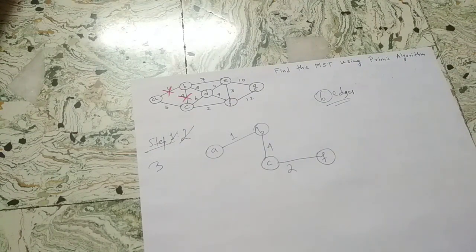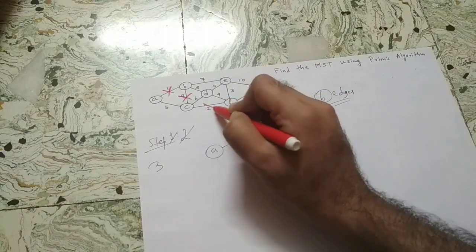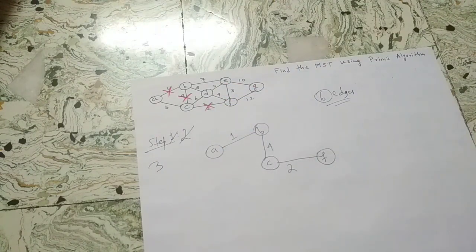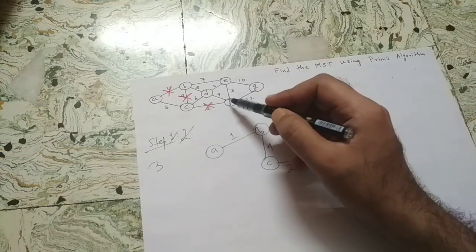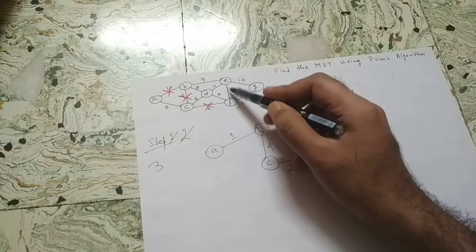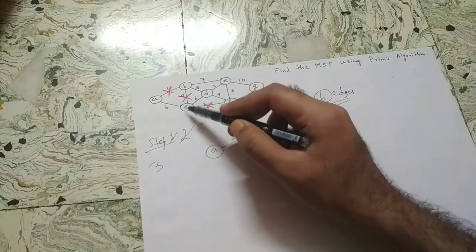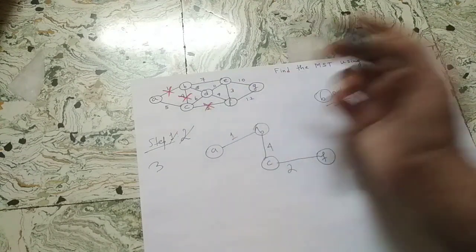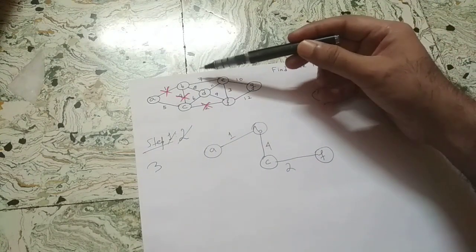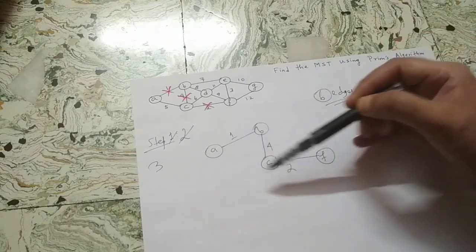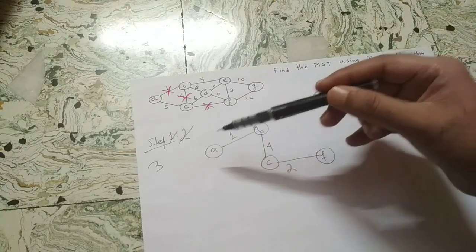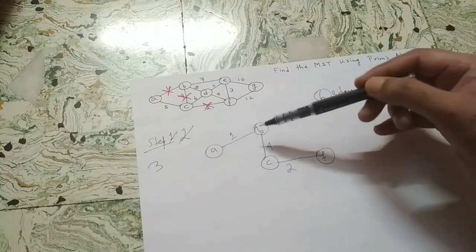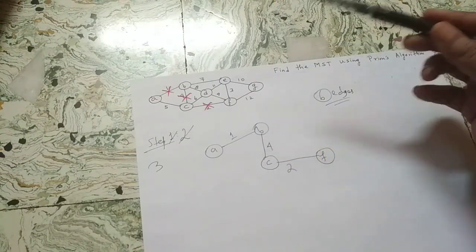Since I've included the edge, I'll just cross it out so that you can understand. Now, the next edge that I should consider, what are the edges under consideration? I have this edge 9, this one 3, and there is this 5, and there is 7, and there is 8. Considering only the edges incident on the vertices that I currently have in my minimum spanning tree. In my minimum spanning tree, I currently have A, B, C, and F. So the edges incident on these 4 vertices are under consideration.